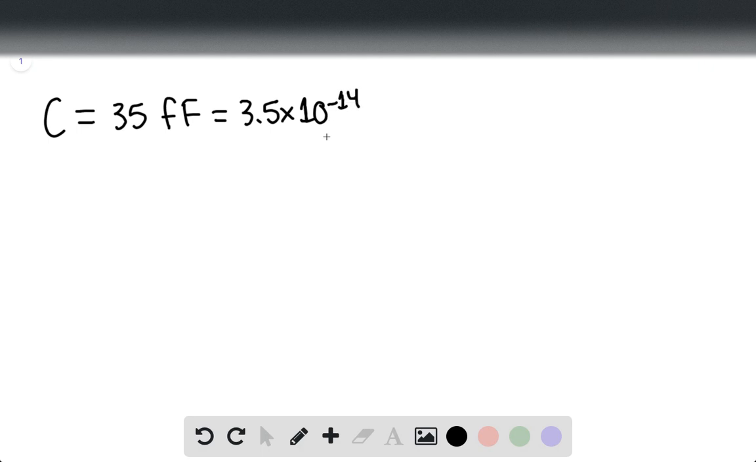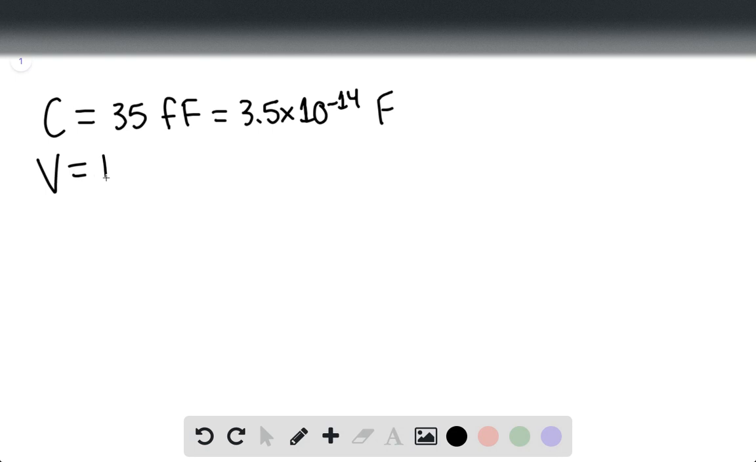So the first question is asking us how many electrons need to be present in order to maintain this charge. So we have C, the capacitance, is 35 fF. This stands for femtofarads, so this would be 3.5 times 10 to the negative 14th. Again, there are 10 to the 15th femtofarads in every 1 farad. So this would be 3.5 times 10 to the negative 14th farads.